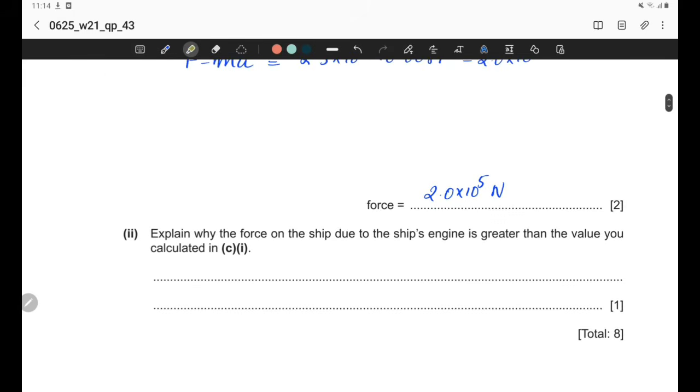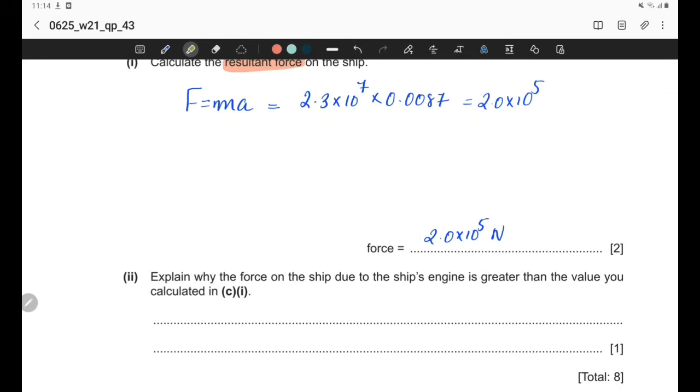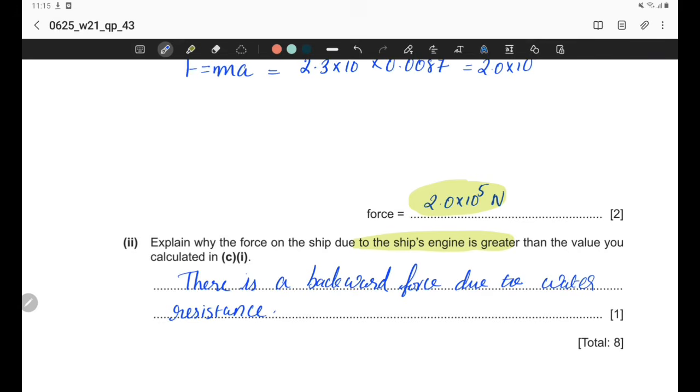Part 2. Explain why the force on the ship due to the ship's engine is greater than the value calculated in C1. So we have calculated the resultant force acting on the ship is 2 times 10 to the power 5. But in reality, the force due to the ship's engine must be greater than this resultant force. What is the reason? So we know that there must be water resistance. So in order to overcome that, the ship has to produce some extra force also. So we can write down, there is a backward force due to water resistance.